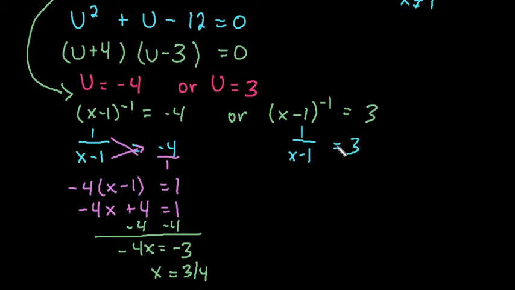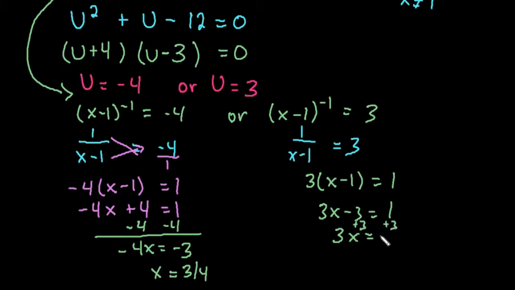For our second answer, we would do the same thing with this equation. We would have 3 times x minus 1 equals 1. So 3x minus 3 equals 1. If I add the 3 to the other side, we would end up with 3x equals 4 and x equals 4/3.